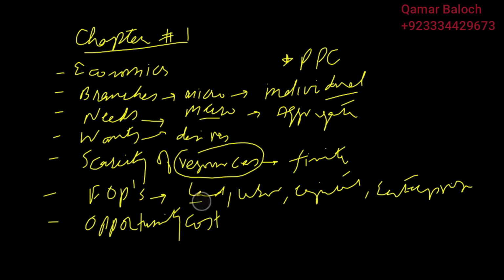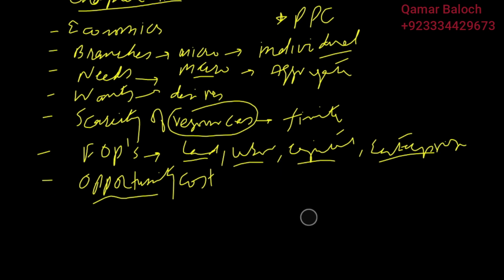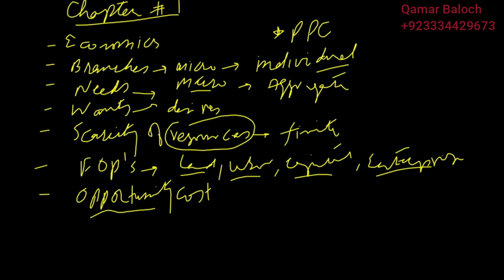Reward for land is rent, reward for labor is wages, and reward for capital is interest, and reward for enterprise is profit. And then is opportunity cost. Opportunity cost is the cost of next best alternative foregone to pursue another action. For example, whenever we choose one thing, we have to sacrifice something else. Whatever we sacrifice is the opportunity cost.